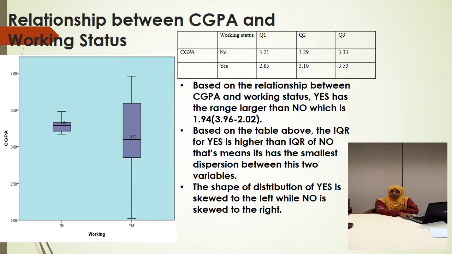CGPA and working status. Based on the relationship between CGPA and working status, yes has a range larger than no, which is 1.94. Based on the table above, the IQR of yes is higher than the IQR for no. That means no has the smallest distribution between the two variables. The shape of distribution of yes is skewed to the right, while no is skewed to the left.